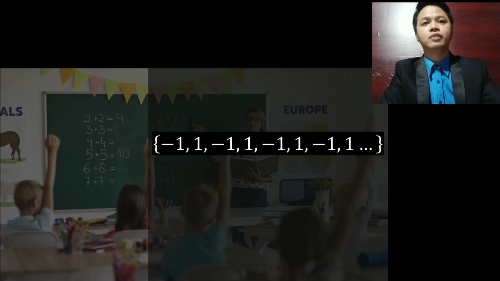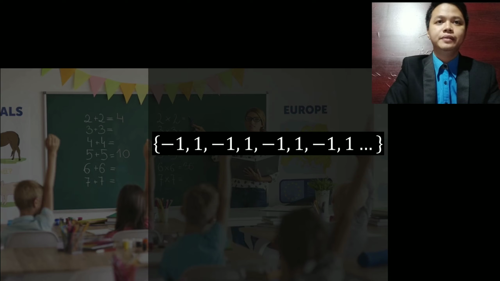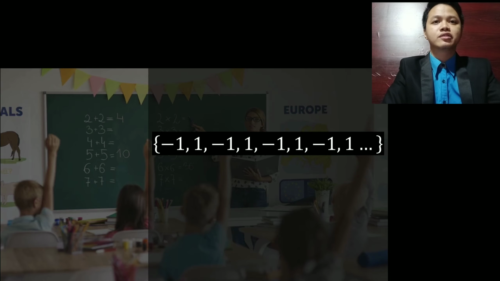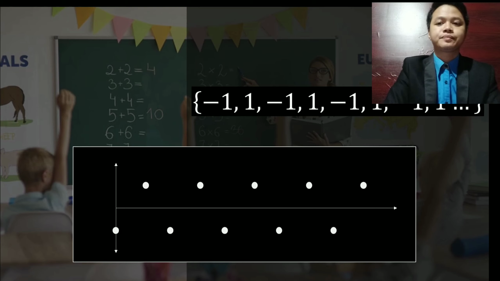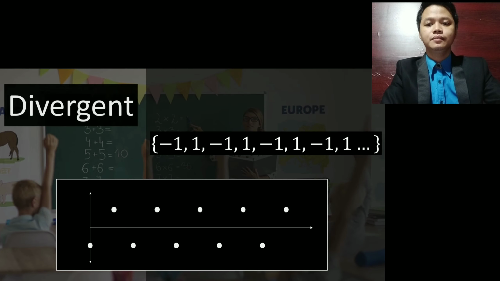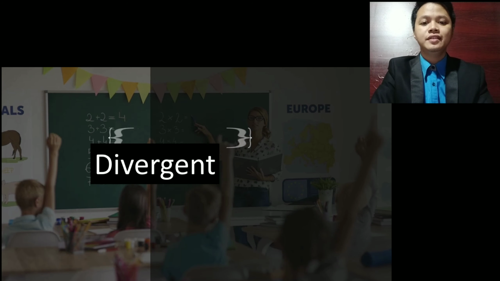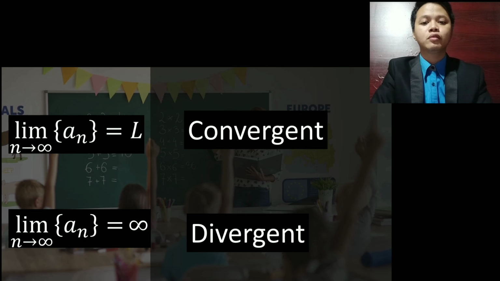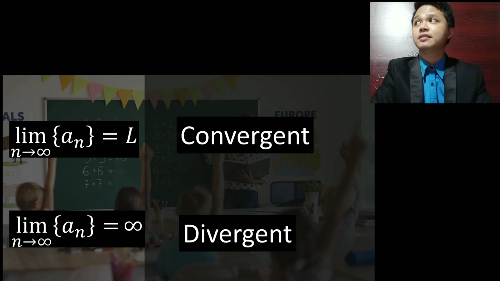There are sequences that are divergent without approaching infinity. An example of this is the sequence -1, 1, -1, 1, and so on. If you take a look at the graph, it just alternates between -1 and 1 forever. So, the sequence is divergent. Now, if the sequence is asymptotically approaching some limit, then the sequence is convergent. Otherwise, it is divergent.